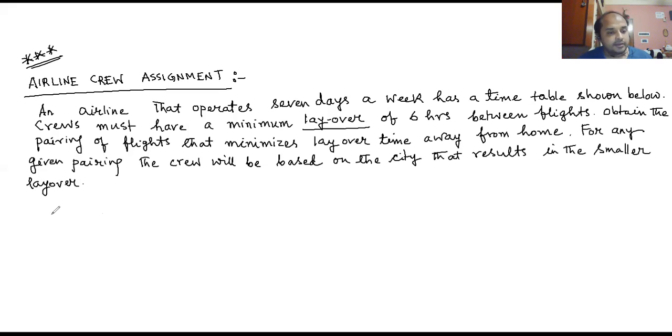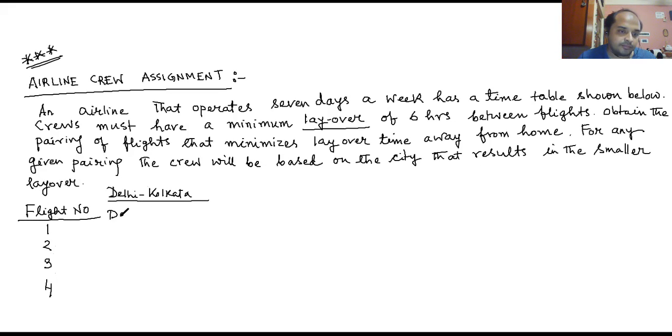Now I am going to write the table chart. Flight number 1, 2, 3, 4, Delhi to Kolkata, departing time, depart and arrive. And we have flight number.